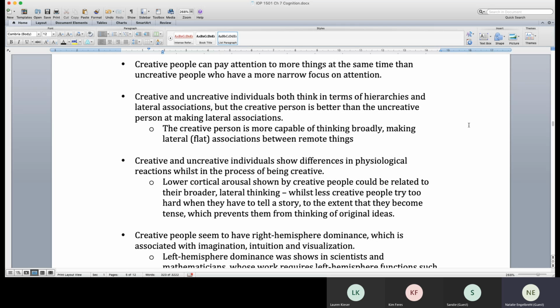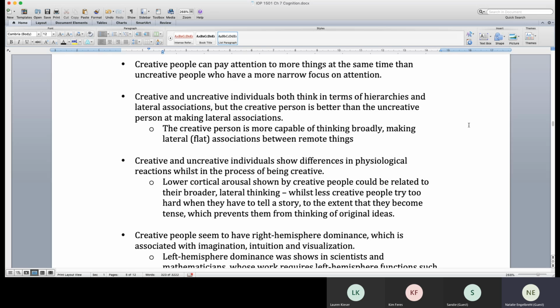Creative and uncreative individuals both think in terms of hierarchies and lateral associations, but the creative person is better at making lateral associations. The creative person is more capable of thinking broadly, making lateral associations between remote things. Now that is quite a skill. And this is also something that we test for in psychometrics, that thinking ability, the ability to think creatively out of the box, to create solutions that have not existed before, but are new and fresh and exciting, new ways of doing things.